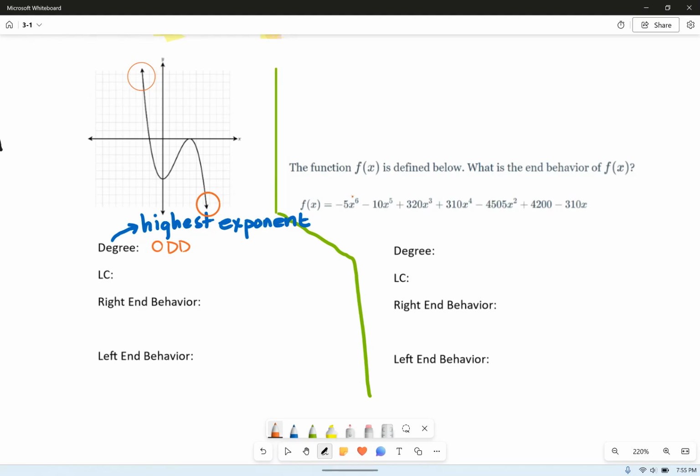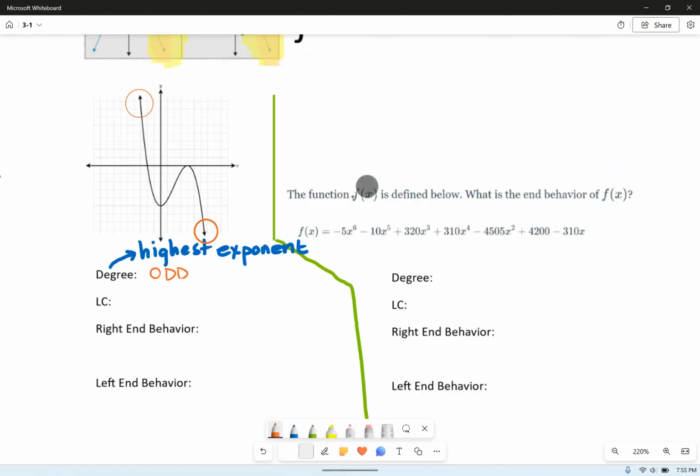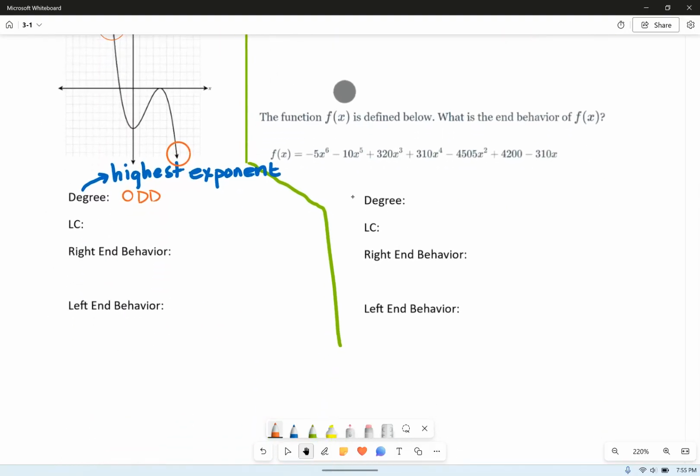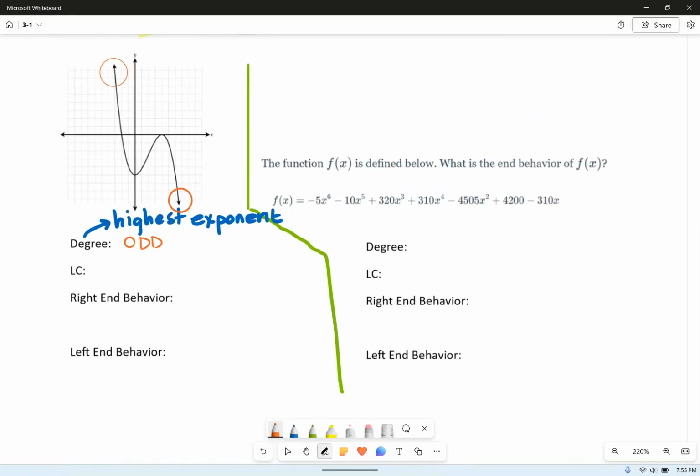All right, LC is leading coefficient. Remember up here I told you the leading coefficient is determined by looking at the right arrow. Well, what's happening to that right arrow? It is pointing downwards. So you get to tell me that the LC is pointing downwards, less than 0. Okay, it's negative. Let's leave right-hand behavior, left-hand behavior for a second. I'll come back to it. We're almost done, so hang in there.